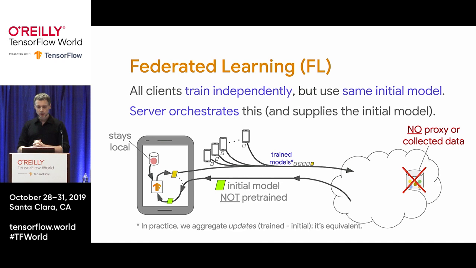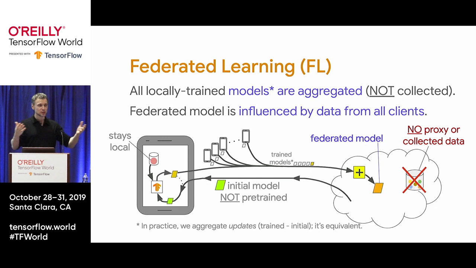Now all the clients are training independently, but they all use the same initial model to start with. The server's job is to orchestrate this process, to make it happen and feed the same initial model to all the clients. Once the server collects the locally trained models from clients, it aggregates them into a so-called federated model. And typically what we do is simply average the model parameters across all clients. So the server just adds the numbers and that's it.